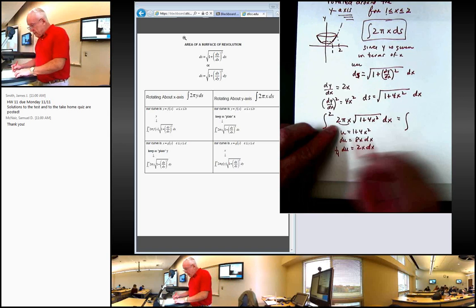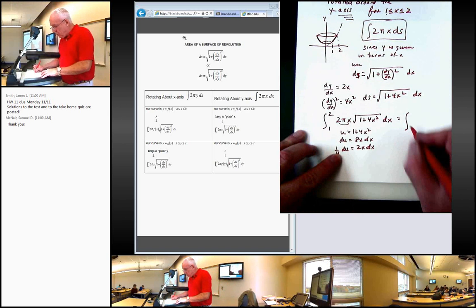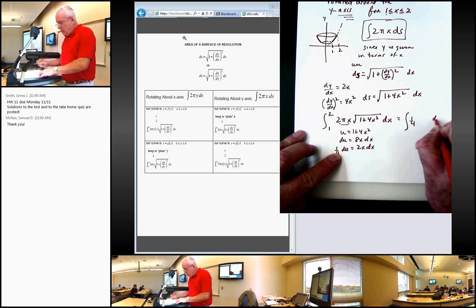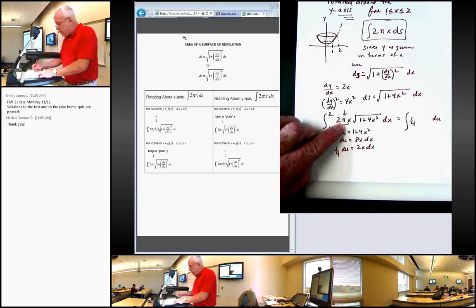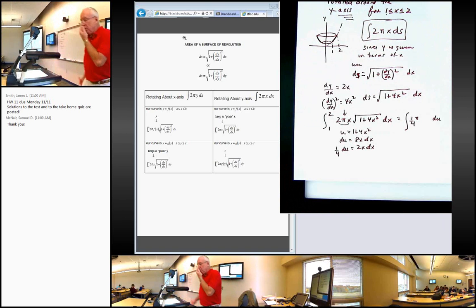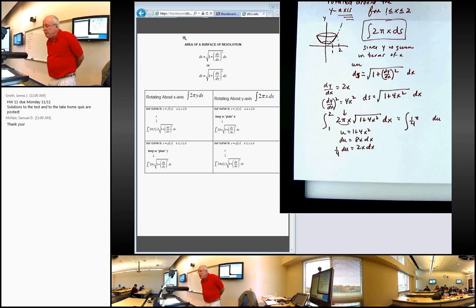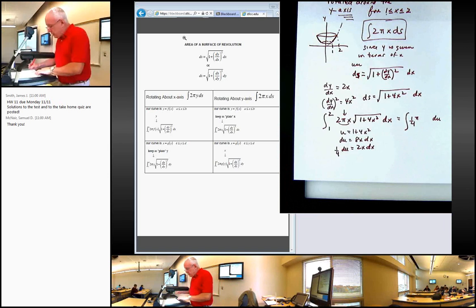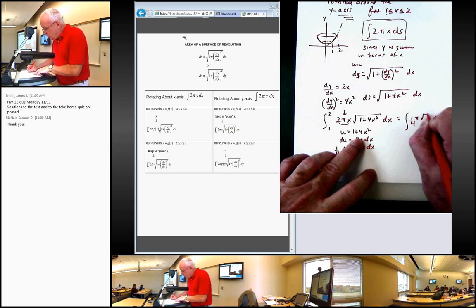All right, so let's look at what we're going to get. Our 2x dx is going to be replaced by 1/4 du. I still have that pi there that I have to keep in, 1/4 pi. And then the square root is going to become the square root of u.